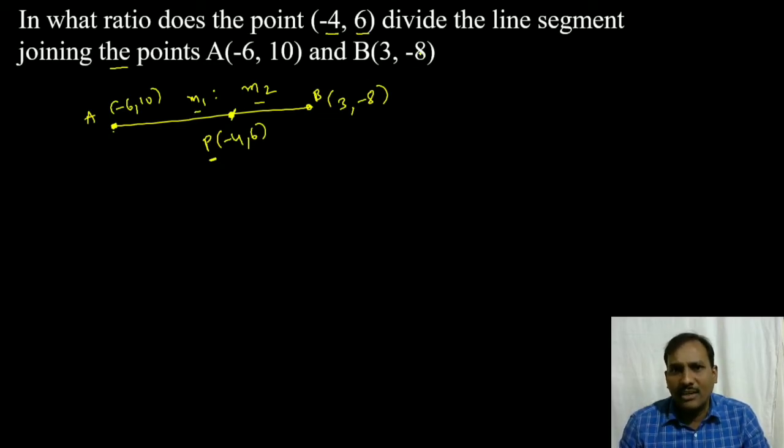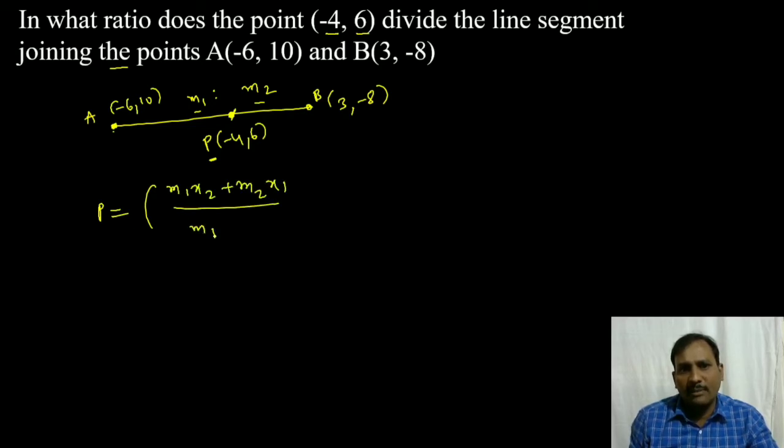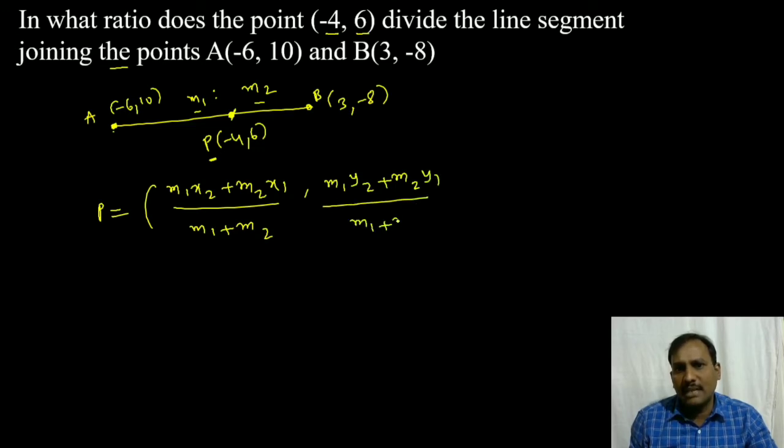So they did not give whether it is internal or external division. So we have to take, by default, it is internal division. So what is the formula here? P is equal to the same formula, m1 x2 plus m2 x1 by m1 plus m2, comma, m1 y2 plus m2 y1 by m1 plus m2.